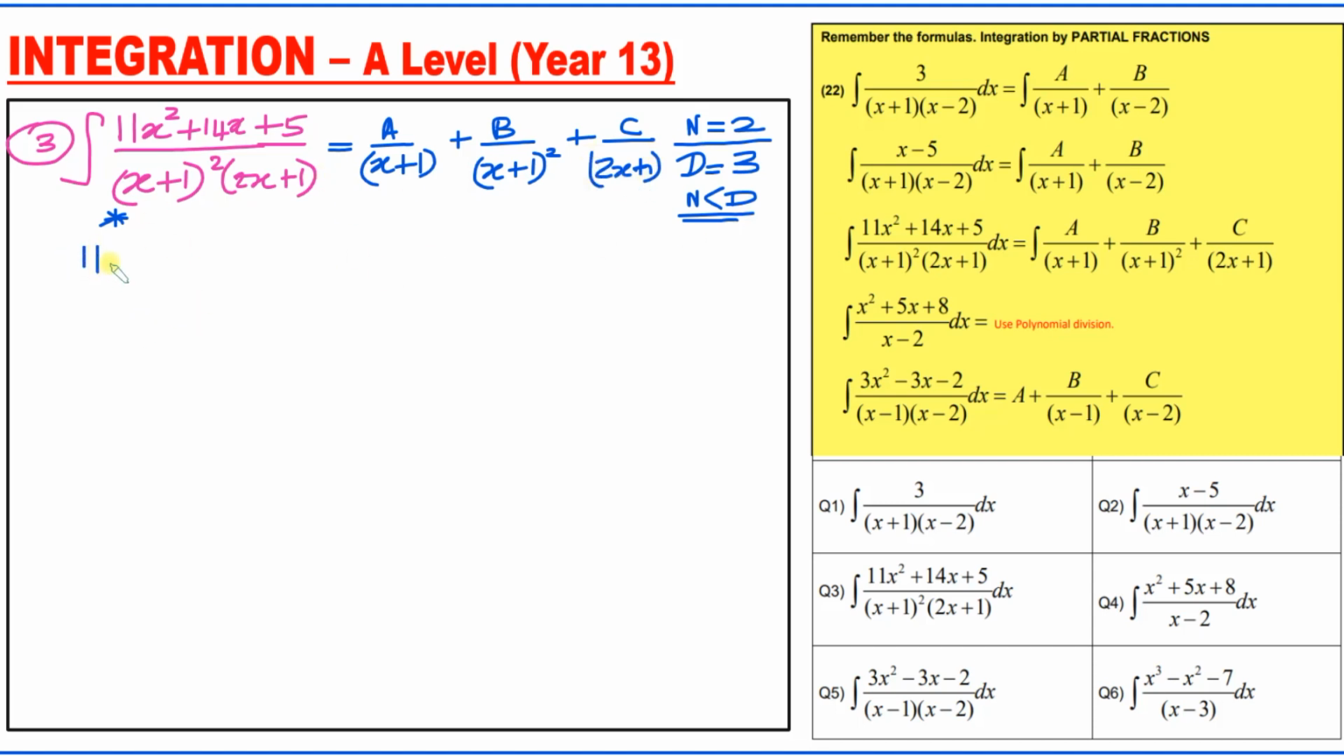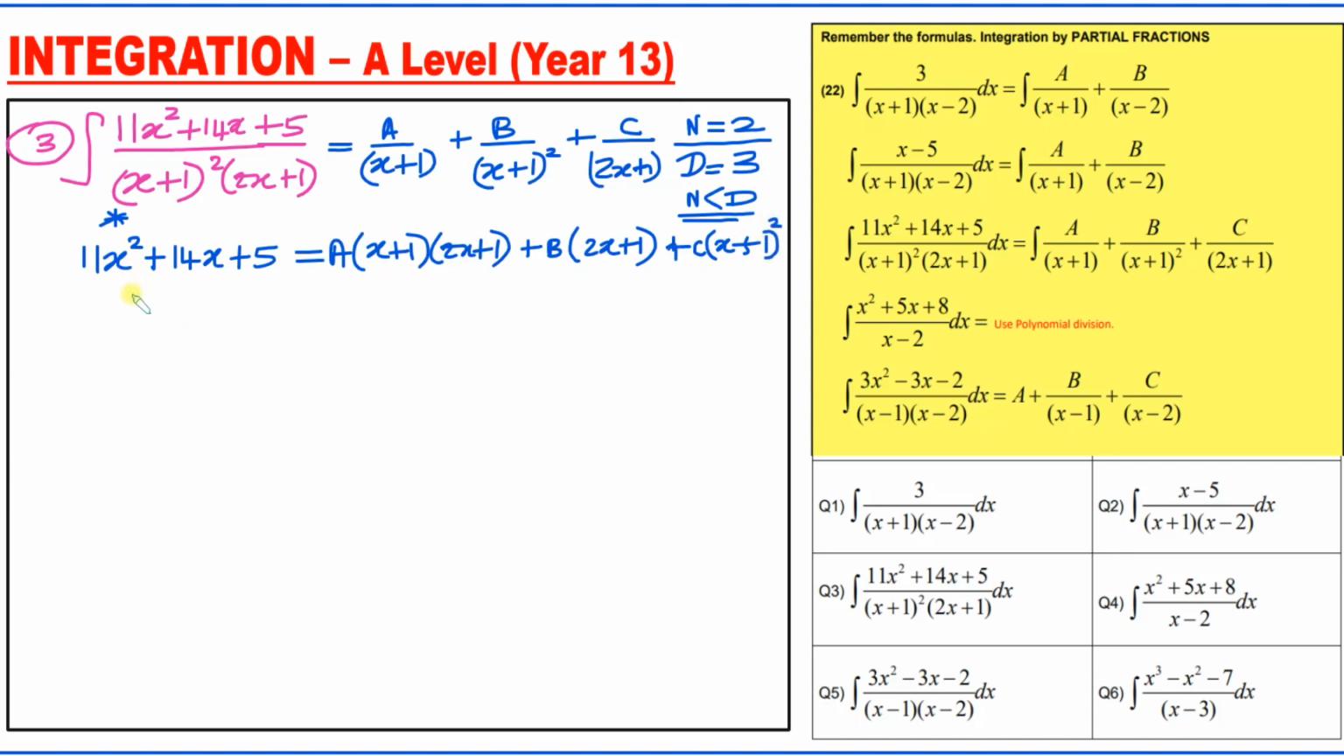Now you need to do your algebra. So now this is not integration. I'm doing algebra, basically partial fractions. 11x squared plus 14x plus 5 equals a multiplied by (x plus 1)(2x plus 1), and b multiplied by (2x plus 1), and c multiplied by (x plus 1) whole thing squared.